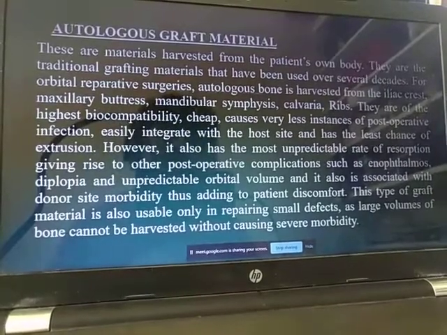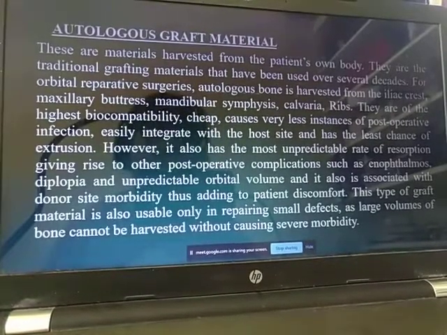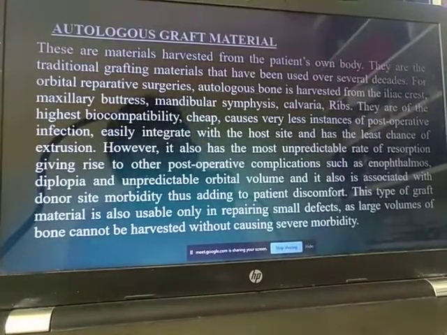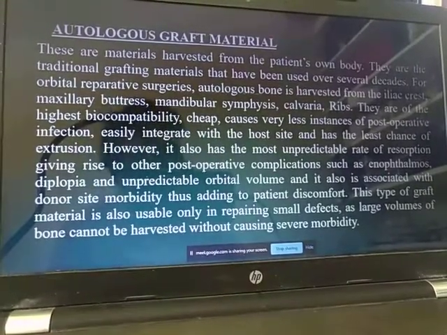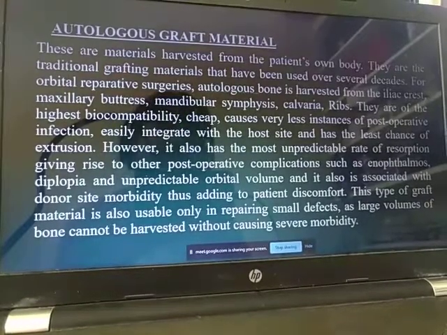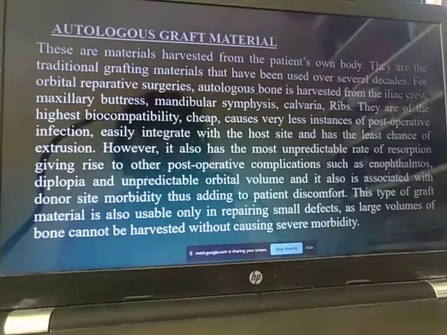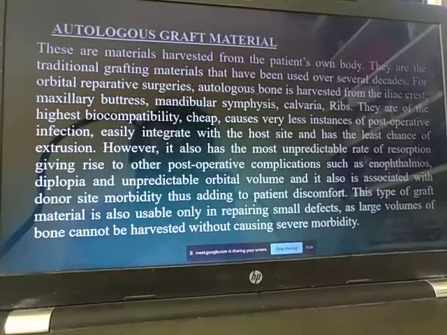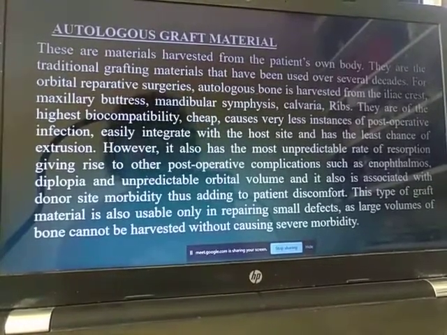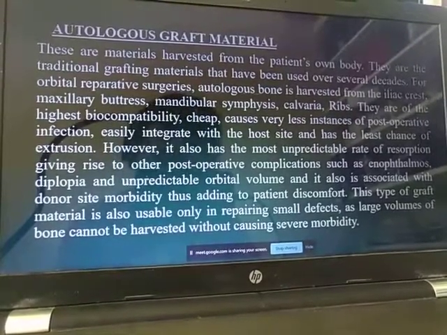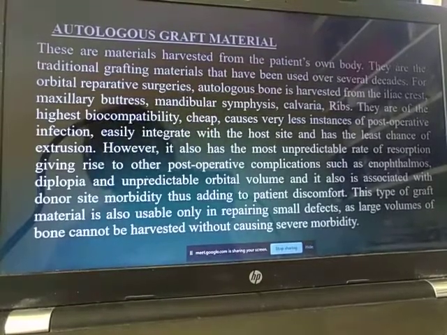However, it is also the most unpredictable in terms of the rate of resorption, giving rise to other post-operative complications such as enophthalmos. Suppose the graft material resorbed before the orbital structures were stabilized, and the bone regrew and merged with the graft. So enophthalmos can reoccur. Diplopia and unpredictable orbital volume can also occur, and it is also associated with donor site morbidity, thus adding to patient discomfort, because we'll be cutting off a portion of the patient's functional bone to form the graft.